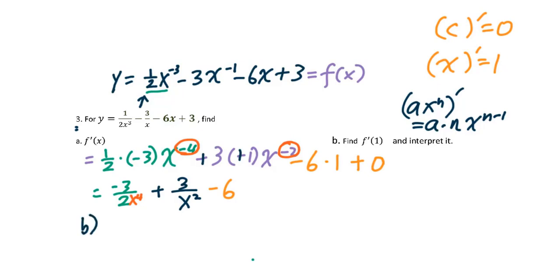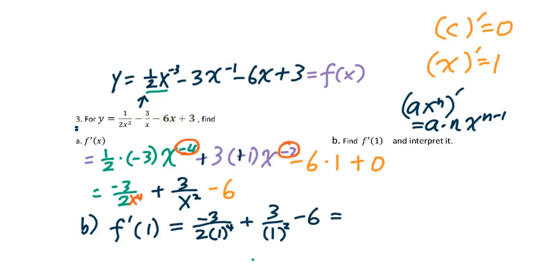For B, find f prime of 1. So substitute 1 into this derivative function. So we get negative 3/2 times 1 to the 4th power plus 3 over 1 squared minus 6. You will get negative 3/2 plus 3 minus 6. Therefore, you will get negative 9/2.